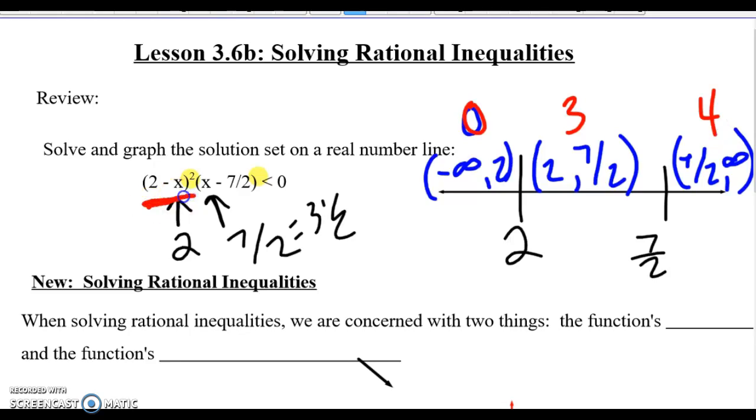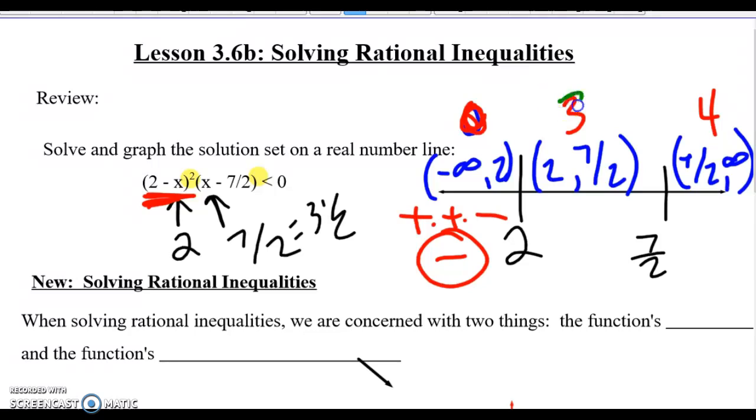Now I come back over here, and I'm going to do each one of these. Here I've got 0. I'm going to plug 0 into that. So 2 minus 0. I don't care that the answer is 2; what I care is that it's a positive answer. You see how that happens twice, so I'm just going to write it twice. Then the next one, 0 minus 7/2 is a negative. So a positive times a negative gives me a negative overall, and I put a circle around it.